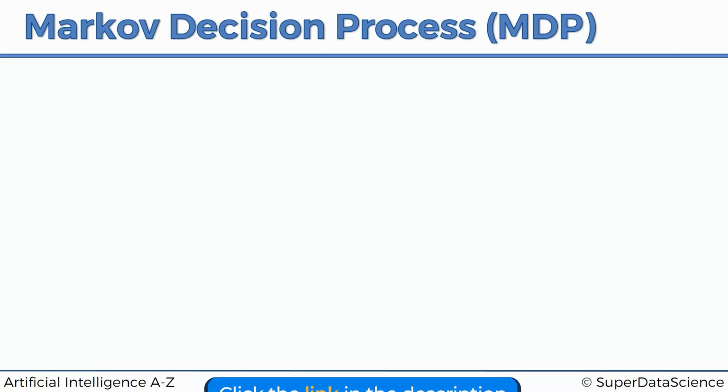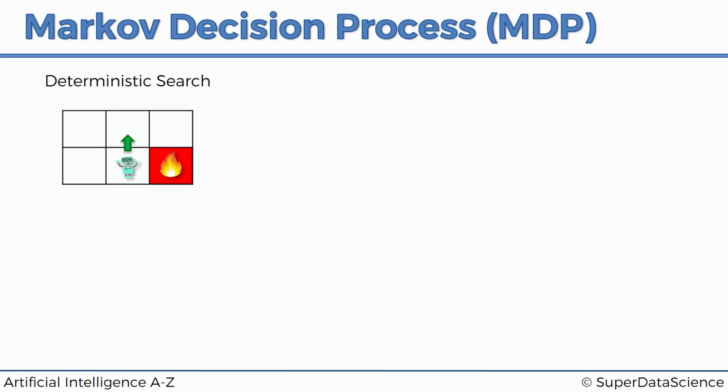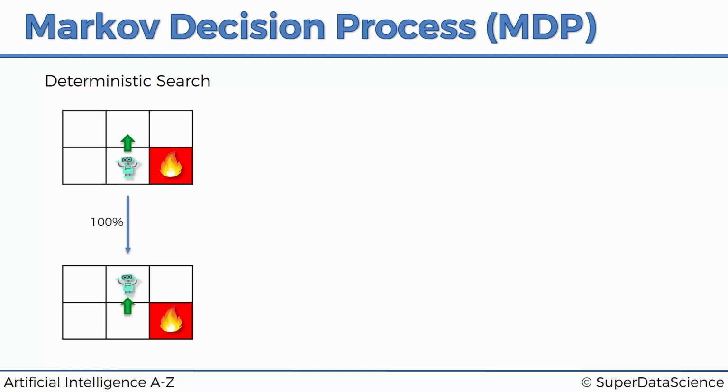But first, we're going to talk about two things: deterministic search versus non-deterministic search. Let's talk about the concept of deterministic search. This is our agent in the maze, and deterministic search means that if the agent decides to go up, then with 100% probability, it will go up. That's exactly what will happen. There are no other options. Once it says go up or clicks the up arrow, it will go up.